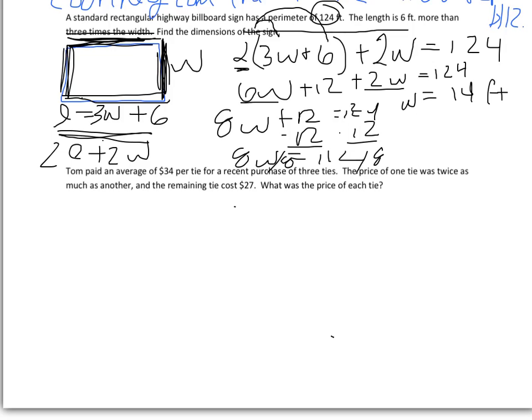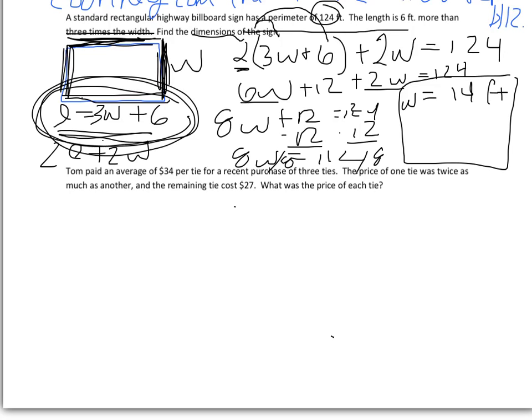14 feet. Now, because it wants the dimensions, we need to know what the length is as well. Notice the length is 3 times the width plus 6. So if we take our 14, our width, multiply that by 3, we get 42. But it's 6 more than 3 times the width, so if we add 6 onto that, the length is 48 feet. So those are the dimensions: width 14 feet, length 48 feet.